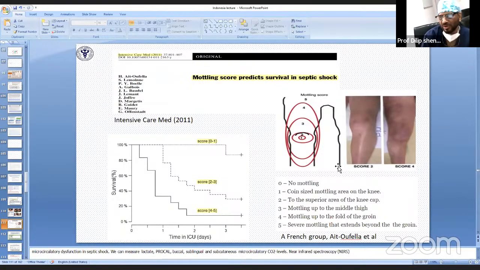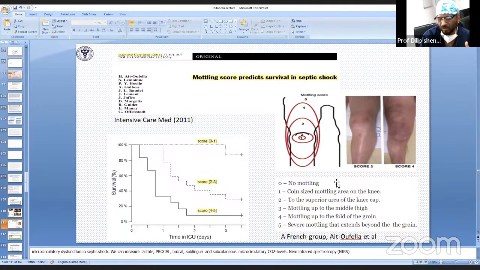This is called mottling. You must have seen in many patients in your ICU that the perfusion is affected because the patient is in shock and peripheral perfusion is affected. You can see this kind of severe mottling. Score 2, score 4. So there is a scoring system by Ait-Oufella, who published it in Intensive Care Medicine in 2008.